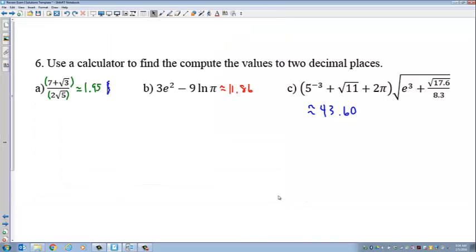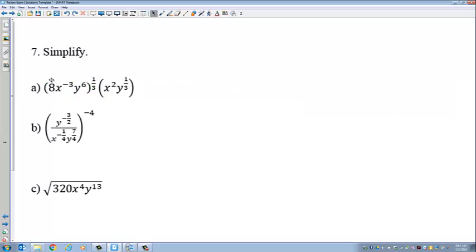Okay, so let's move on to number 7. That's how we use your calculator. And then in number 7, what do we have? Simplifying expressions. So we're going to work with exponents first, and a and b, and then we'll start working down here with radicals. All right, so remember, to do these, you have to think about, how do exponents actually work? When do you add exponents? When do you subtract exponents?